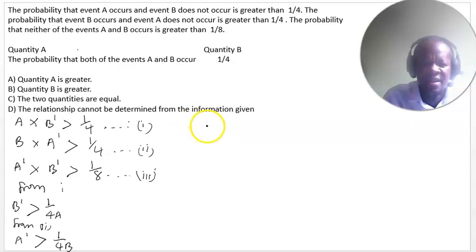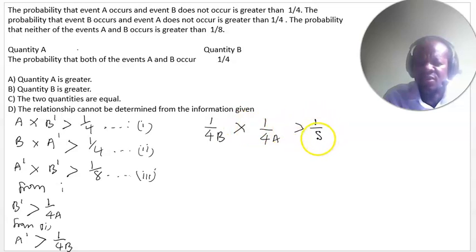Now, A complement here is greater than 1 over 4B. So A complement is not actually 1 over 4B, but it is greater than 1 over 4B. It's greater than 1 over 4B, multiplied by B complement, which is greater than 1 over 4A. Now, the probability that these two occur is greater than 1 over 8. So let us now go ahead and simplify it. So this one gives us 1 over 16AB. So you can see that AB has surfaced in the calculation.